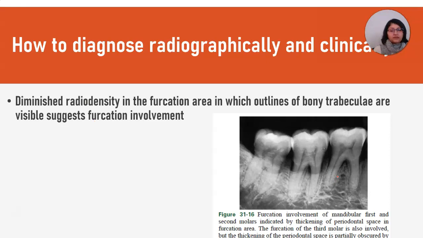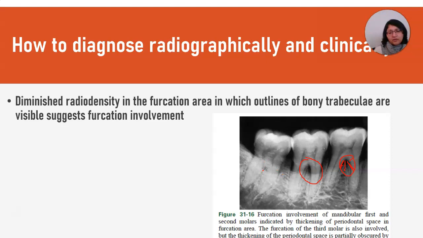Now, see here, furcation involvement of the mandibular first and mandibular second molar. What is happening here? You can see thickening of the periodontal space, how wide this area has become. You can see how wide the furcation area is becoming. Similar here, I'm not going to color it so that you can make it out. So, thickening of the periodontal space in the furcation area.